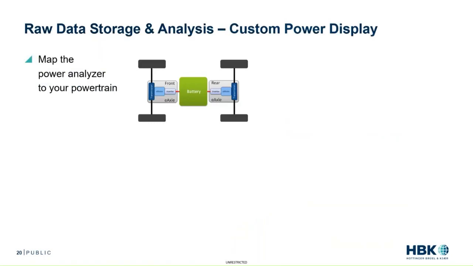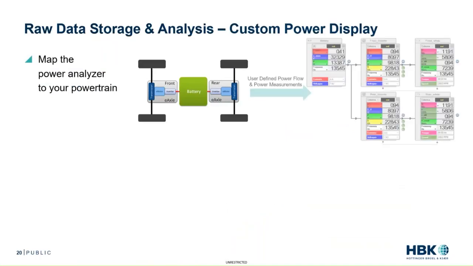So in this example here, we've got a drivetrain containing a battery source in the middle here in green, and then we have a front and rear inverter plus a front and rear axle. It's mapped to display the power flow for the measurements. And this in turn simplifies the setup, the display, and the analysis.